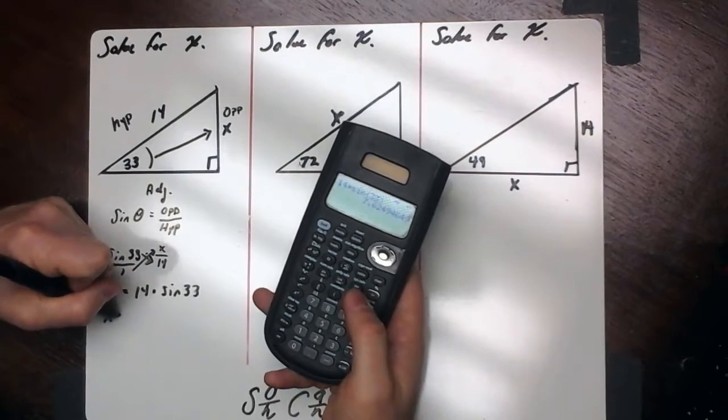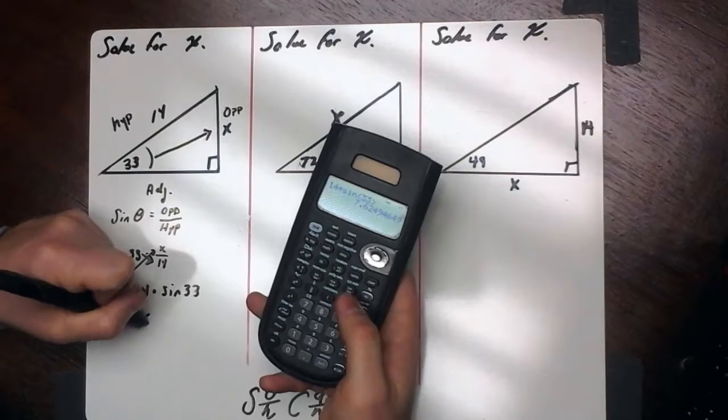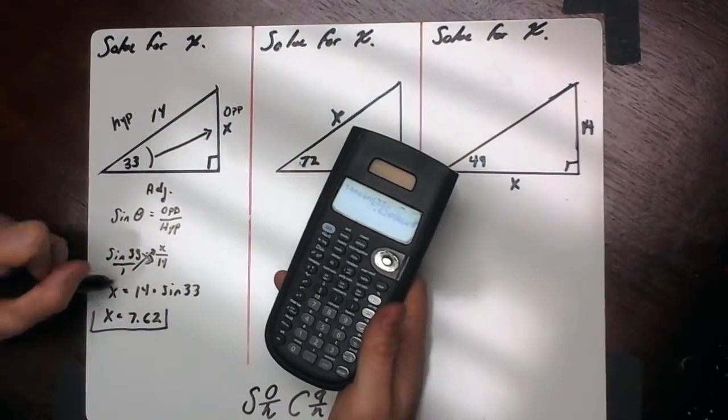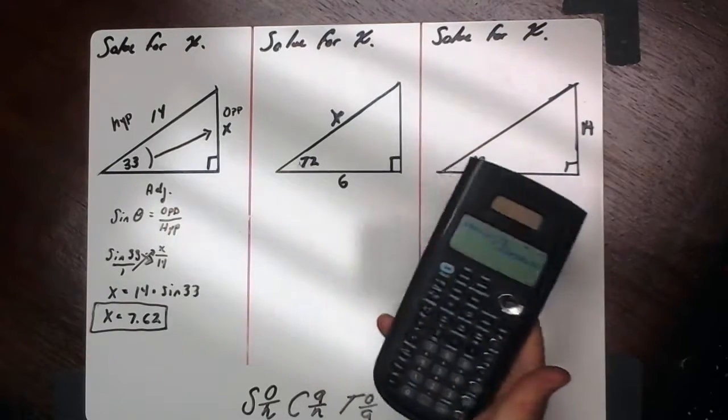So x equals 7.62. Typically we go back to decimal points. Okay, that's that one.